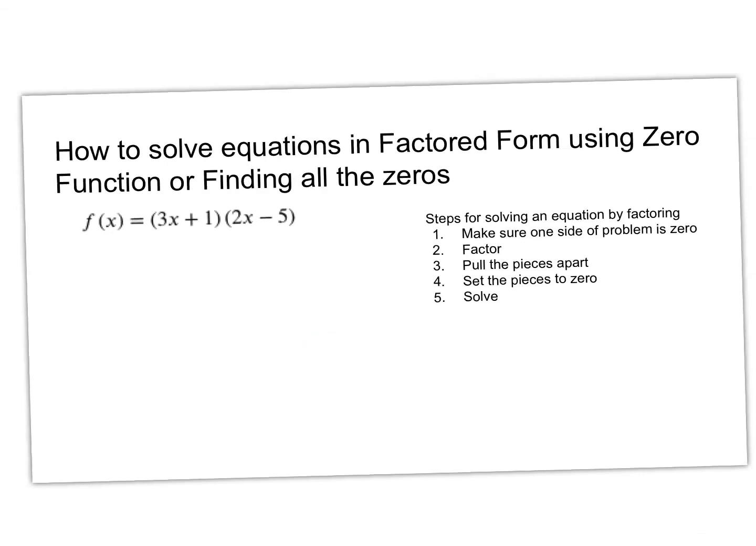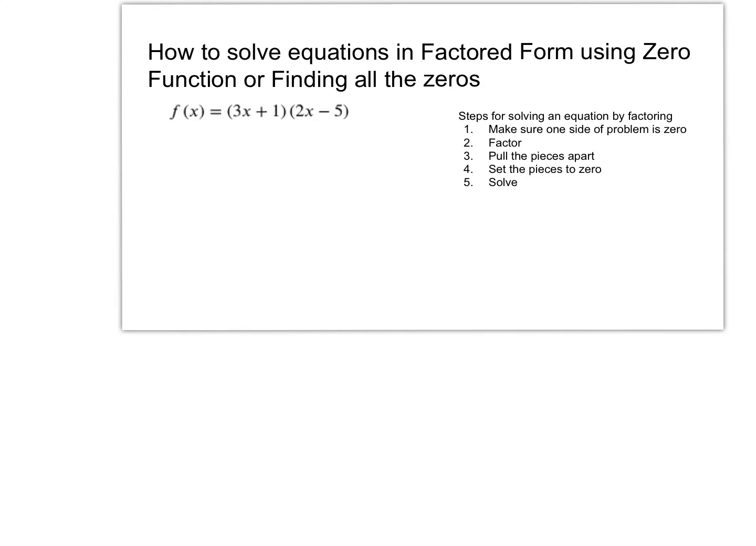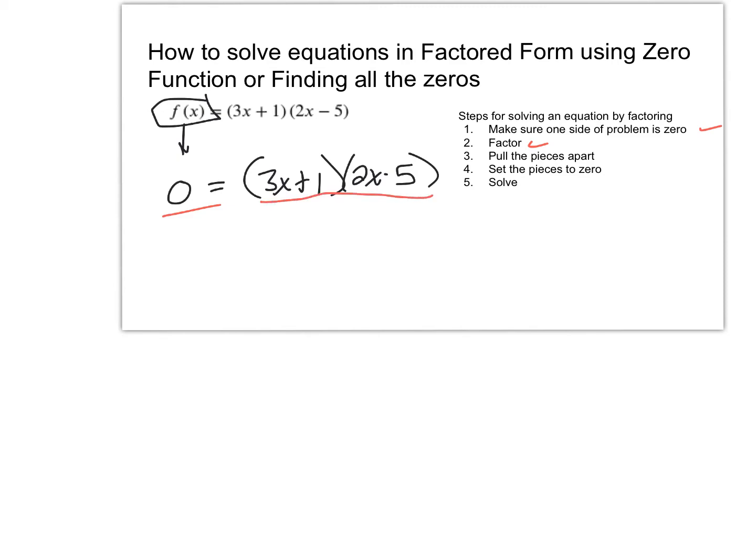All right, so another one. Okay, they're saying use the 0 function or find all the zeros. So again, first thing I'm going to do is I see f of x. I'm going to change that to 0. So I have this. All right, now start our steps. Does one side equal 0? Yes. Step 2 says to factor. We're looking in the parentheses. Are there any exponents indicating I have to factor? The answer is no. So we can go to the next step.